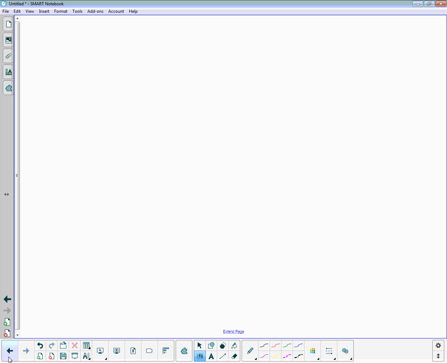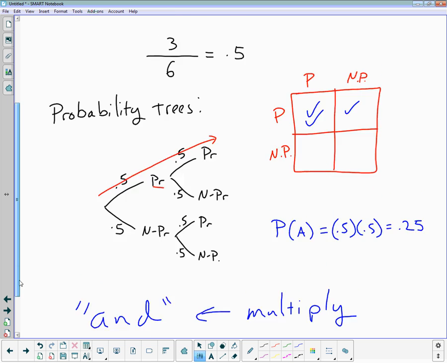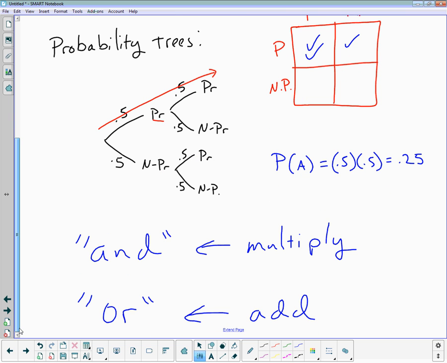By the way, this is sometimes called the sample space. The sample space is a fancy way of saying all of the possible scenarios. I'm not going to get a 0 when I roll that die. 0 is not in the sample space. It's only going to be 1 through 6. Those are the only possibilities.